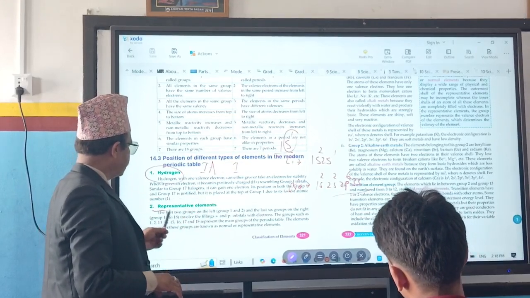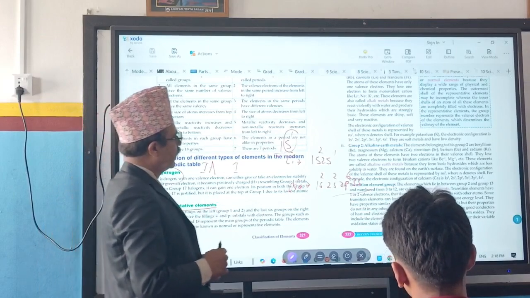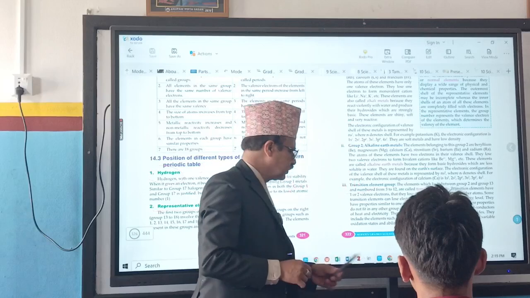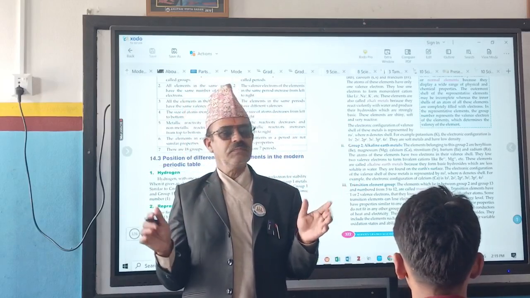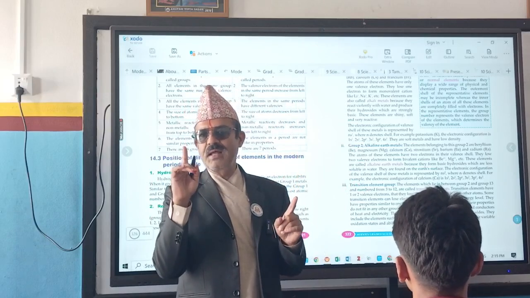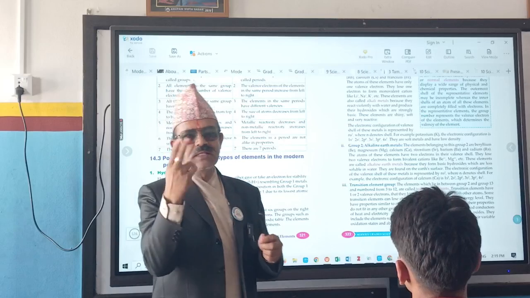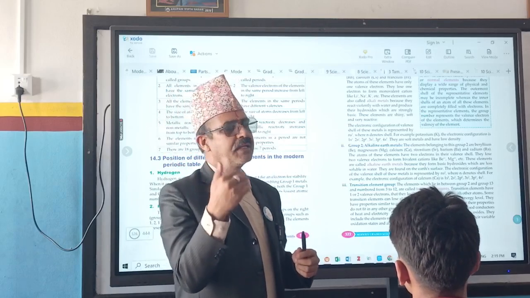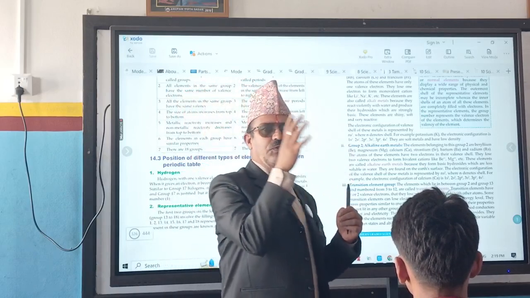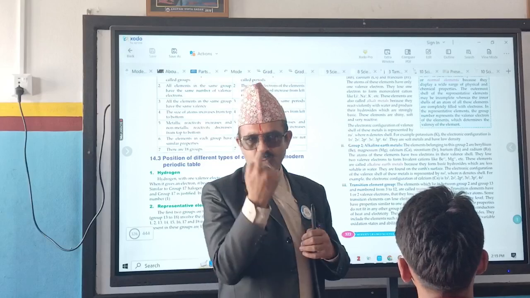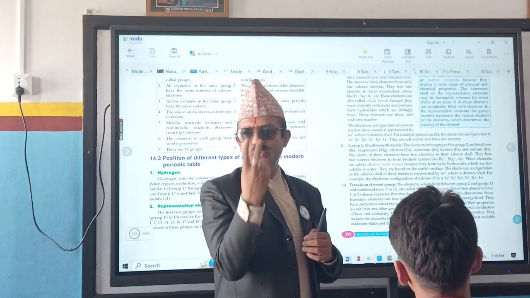Representative elements. Representative elements means those elements which do not have variable valency. They have the same valency, only one valency. We have discussed valency. Valency means the combining capacity of elements. Some elements have fixed valency, only one valency. Some have two valencies also.